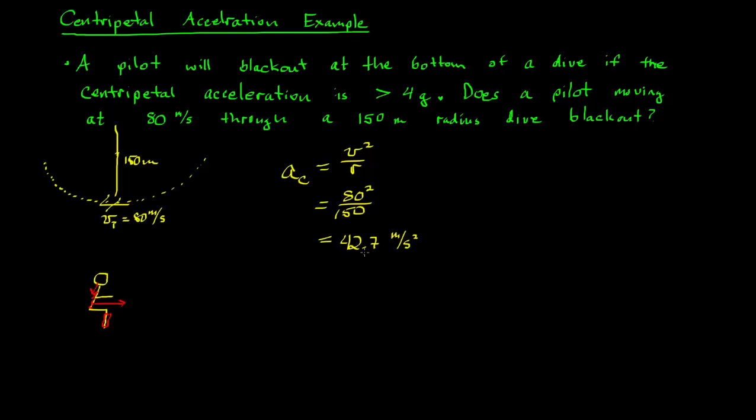But we want to know how many G's that is. So we divide 42.7 by 9.8, and that's 4.35 G's. If it's greater than 4 G's, yes, he's at risk of blacking out.